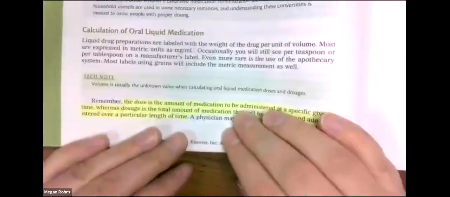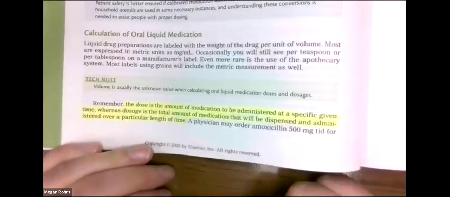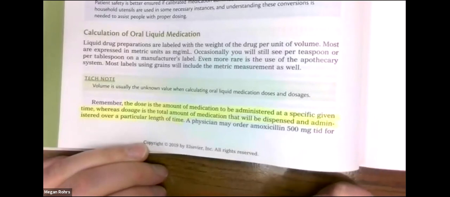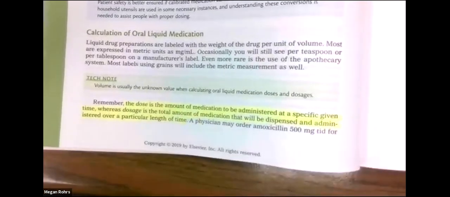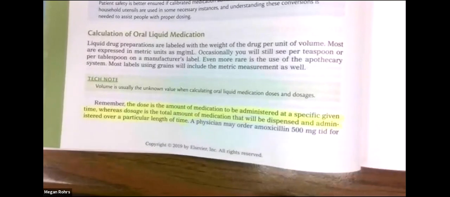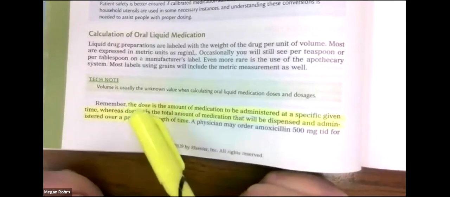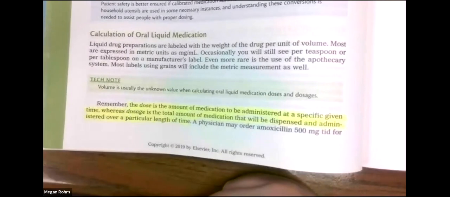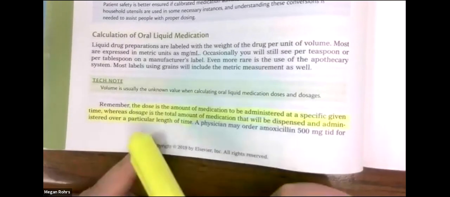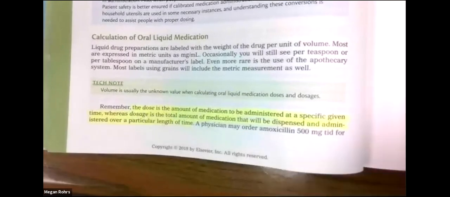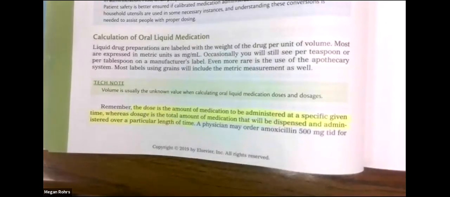So a dose, remember, is always the amount that's given at one time, whereas the dosage is the total amount that's given throughout the duration of the prescription. So the dosage is usually referred to as the quantity that we are dispensing. So keep in mind, a dose is only given at one time.